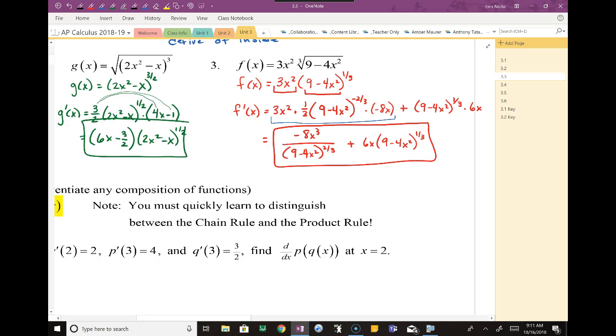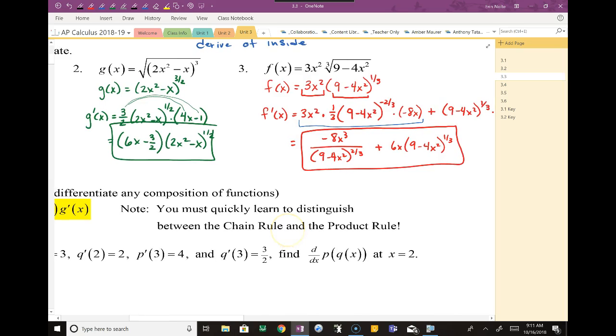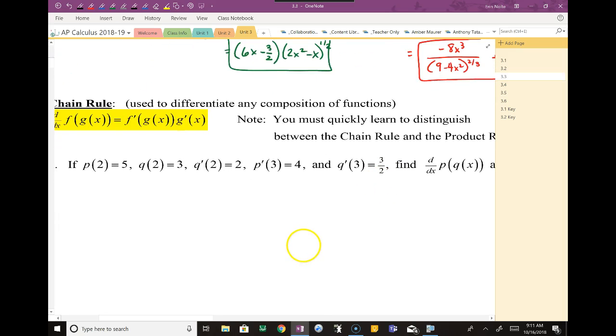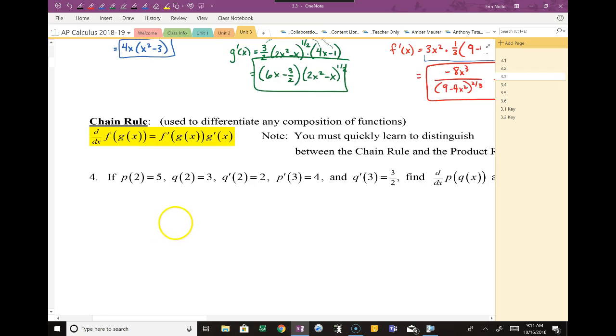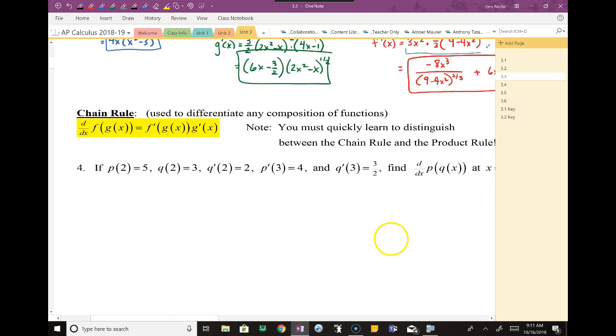If I was looking at, let's say, question number 2, and I was doing a composition on that one, I could say the function that I'm going to plug in is 2x squared minus 3, and my big function would be x to the 3/2. Generally they're exactly the same. Notice that the notation is slightly different. Instead of u's, they use g of x's and f of x's. But it's really just the derivative of the outside times the derivative of the inside.